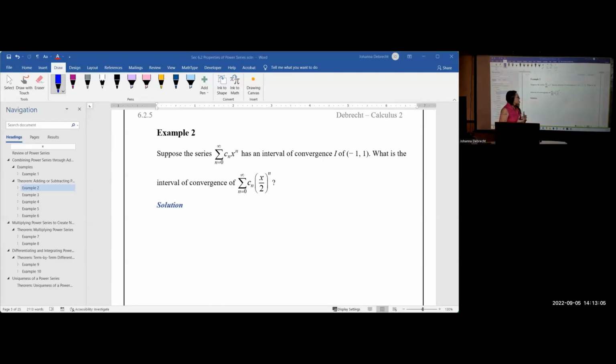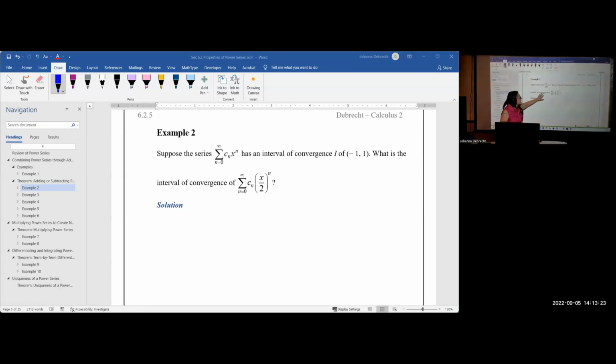So what does example 2 say? It says, suppose the series c sub n x to the n starting at n equals 0 has an interval of convergence from -1 to 1. It doesn't tell you what it converges to. It just says it does converge, and that's the interval of convergence.